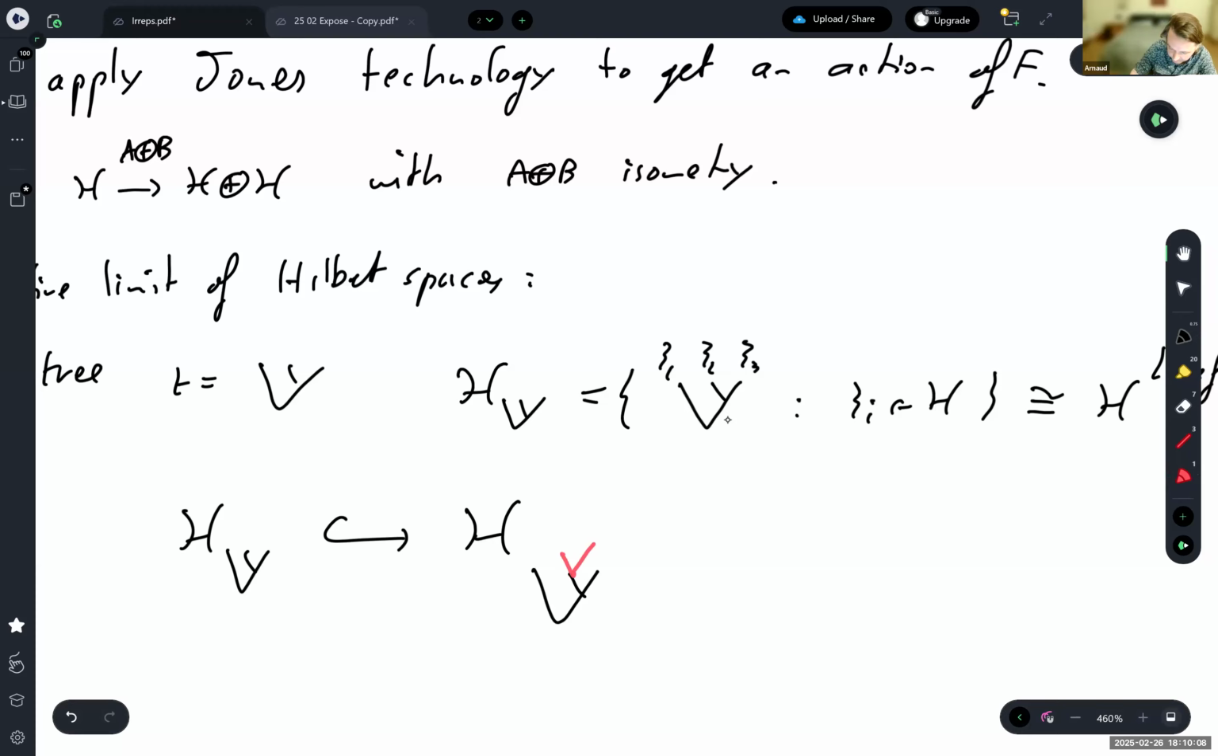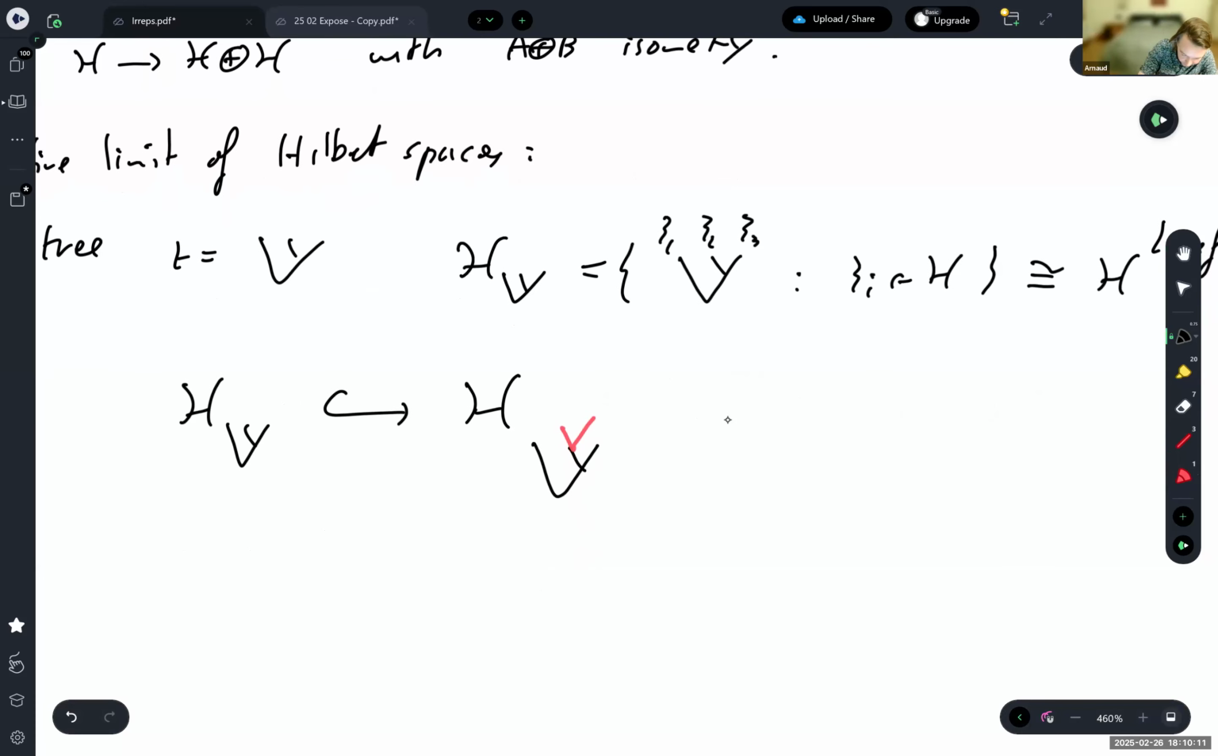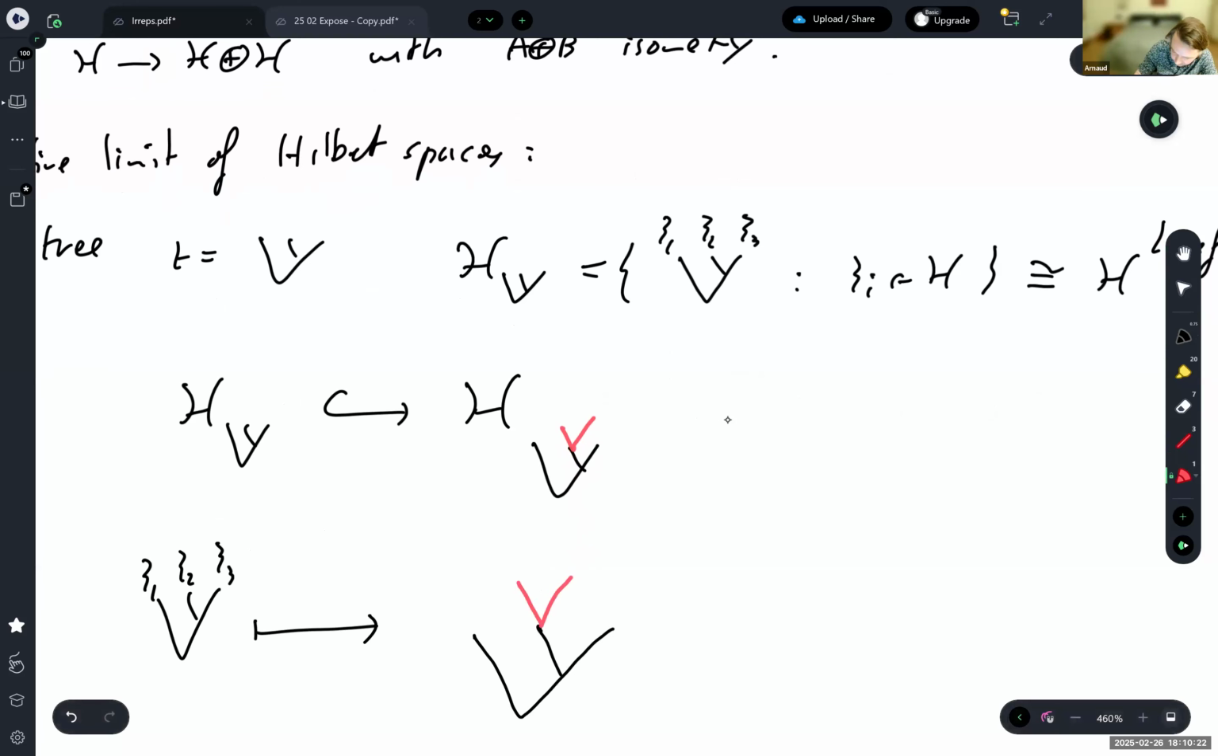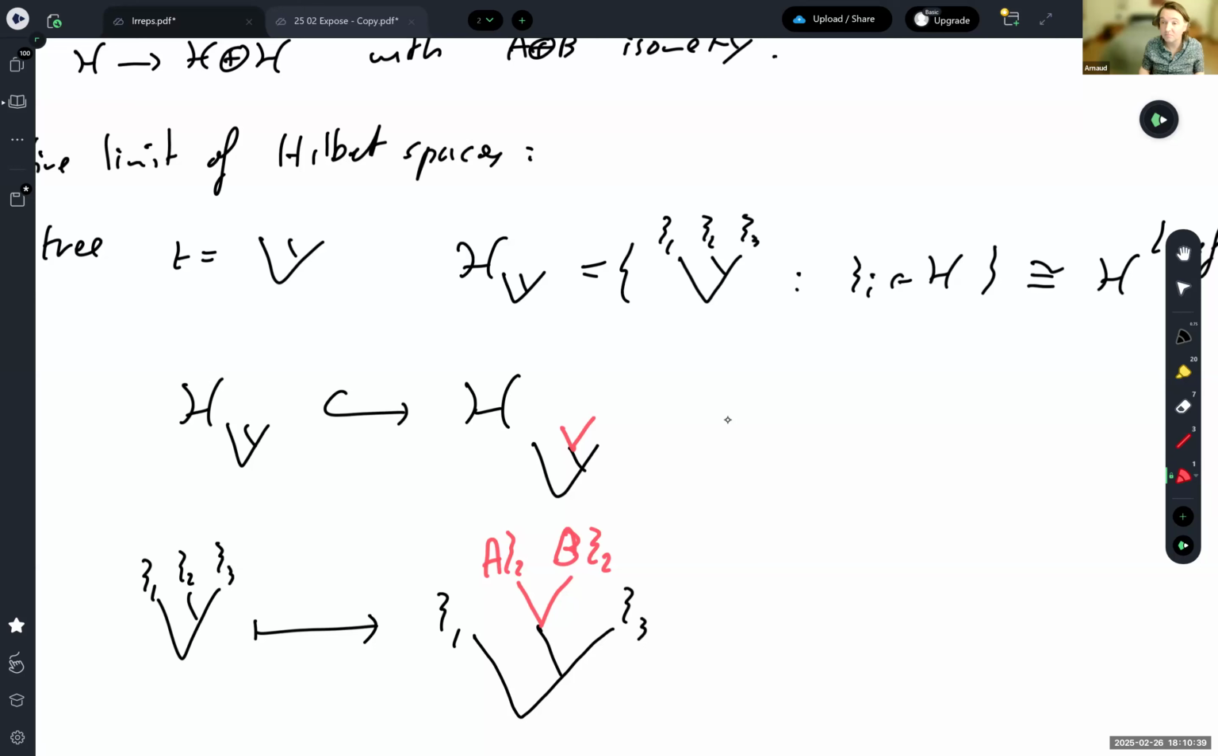So how does it work? Well, I'm going to take an element. I want to make it grow. Here I'm going to keep my decoration intact. And here, where I have a caret, the only thing I can do is to apply A and B. So I apply A and B to my vector xi2. And that gives me an isometry from H of this little tree to H of this bigger tree. And now I can just take the inductive limit.